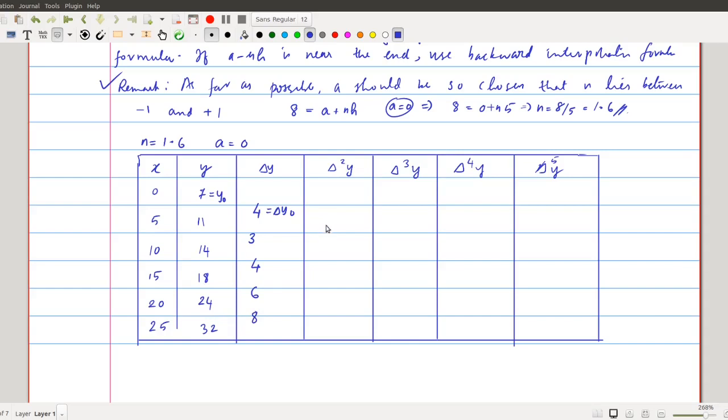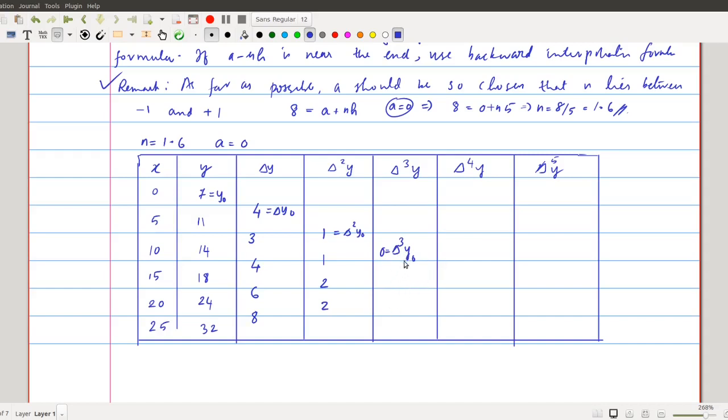Now we will evaluate the difference between these, delta y1 minus delta y0, that will give delta square y0, so that is 1. This is our delta square y0, and here we have 1 again, and here 2, and here we have 2. Okay, now the difference between these two, delta square y1 minus delta square y0, that will give delta cube y0, that is 0 here.